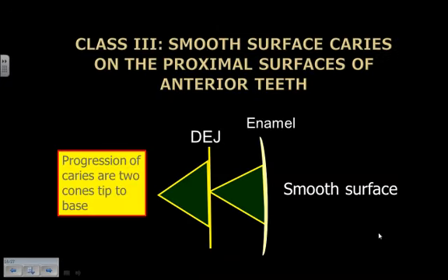And so the progression of Class 3 smooth surface caries is the same as a Class 2, where the progression is wider on the enamel, the base of the triangle. It becomes narrower. The tip goes to the DEJ, dentino-enamel junction. It then spreads along the DEJ, so the base of the triangle of the cone is wide at the DEJ, and then the tip extends into the dentinal tubules being much narrower.